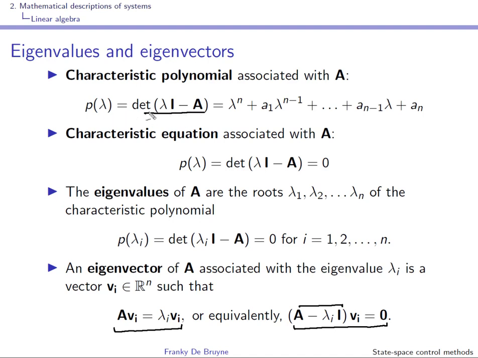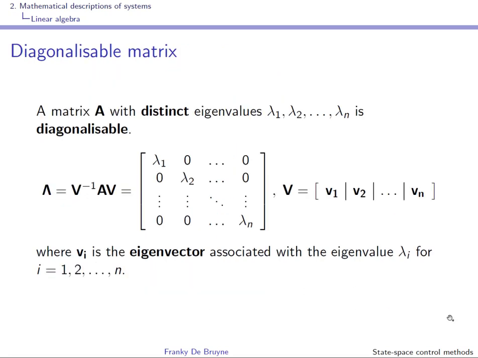This is the characteristic polynomial, and this allows you to obtain the eigenvalues, which are the roots of the characteristic polynomial. And once you have the roots, you can use this equation to find the associated eigenvectors. We have seen in the course that if a matrix has distinct eigenvalues, in the sense that lambda 1 to lambda n are all different, then the matrix A can be diagonalized.